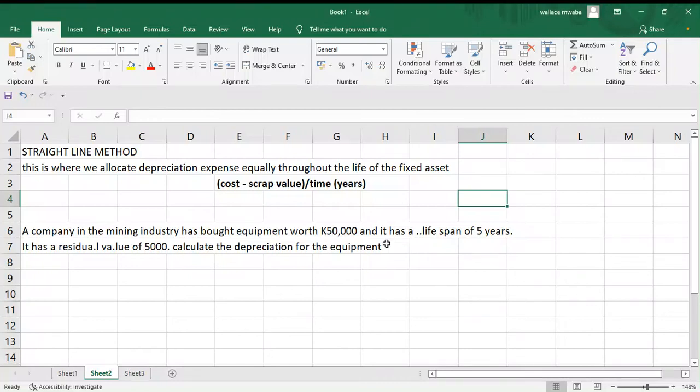To look at one method of calculating depreciation. This is the straight line method, right? This is where we allocate the depreciation expense equally throughout the life of the fixed asset. The formula we use is cost minus scrap value over the time. Time is given to us in years.